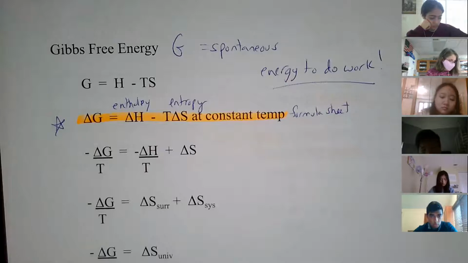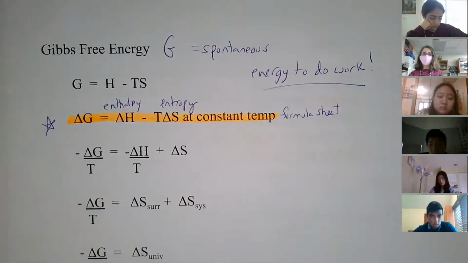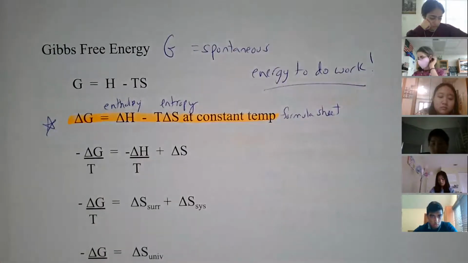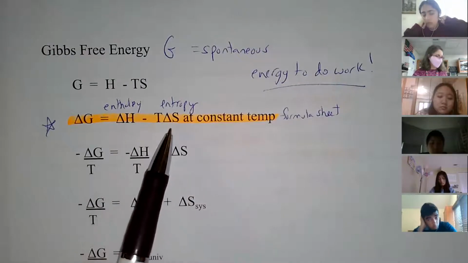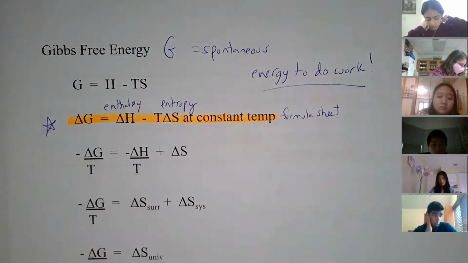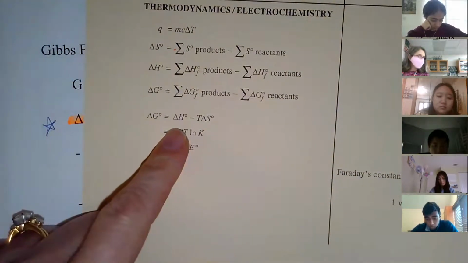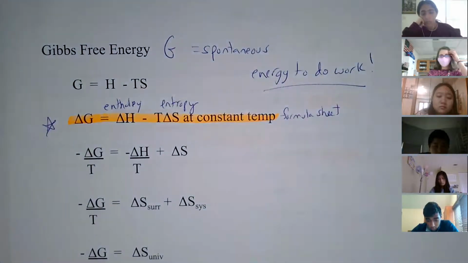So we are going to talk about something called Gibbs free energy. And Gibbs free energy is really how you answer if a reaction is spontaneous or not, okay? It is G, and G is going to be delta H minus T delta S, okay? This is on your formula sheet, so no need to memorize, no need to worry about that.